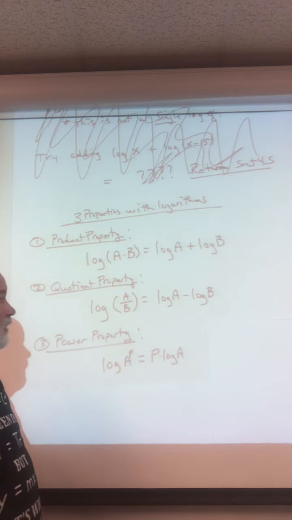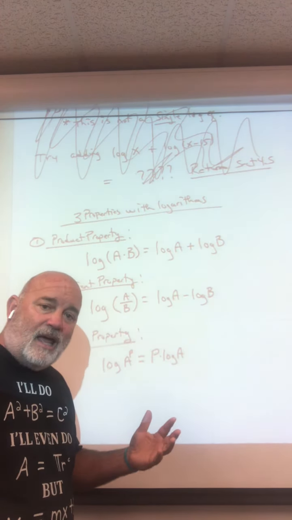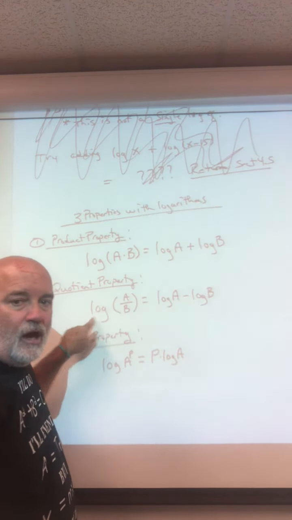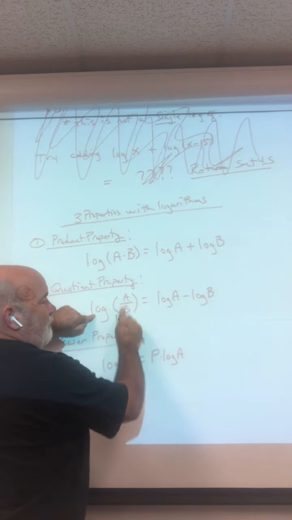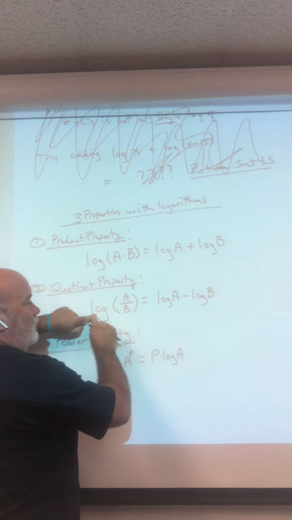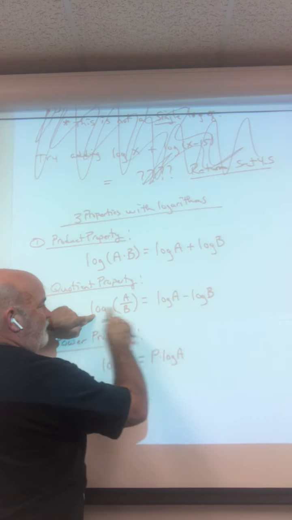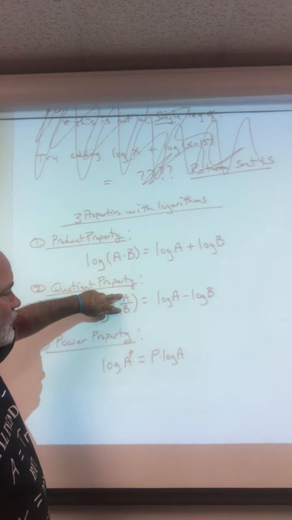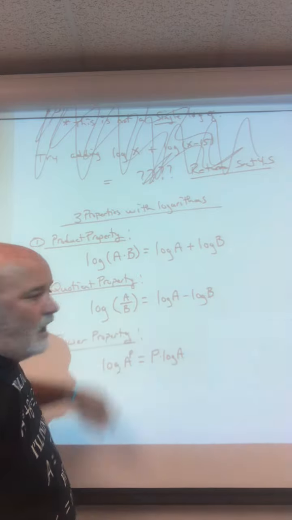Now, same thing here. The log of A divided by B. It seems like it would be the log of the top one divided by the log of the bottom one. But it doesn't work that way. The log of a fraction is equal to the log of the top one minus the log of the bottom one. So the log of a fraction is equal to the log of the top minus the log of the bottom.